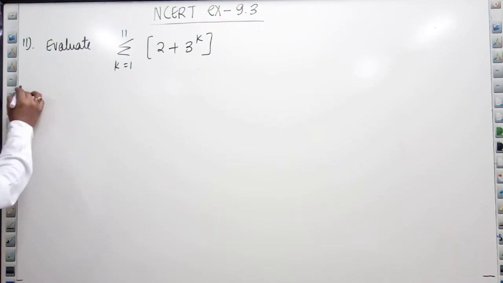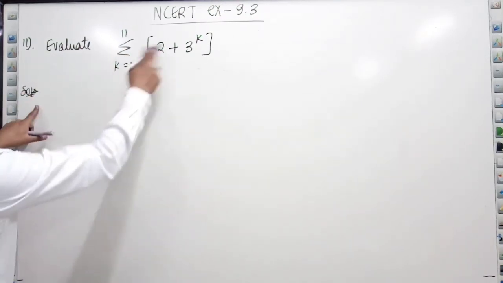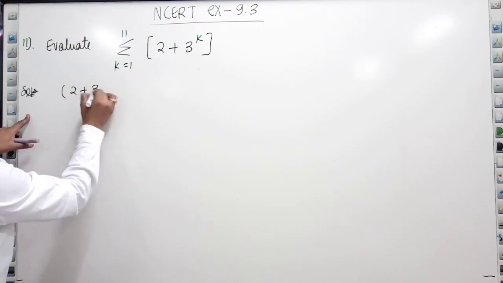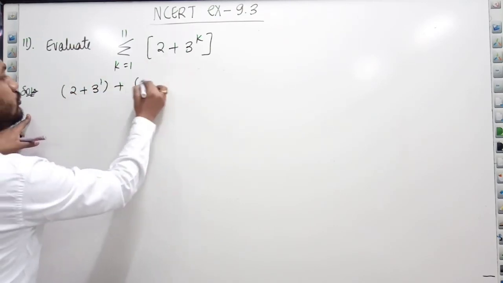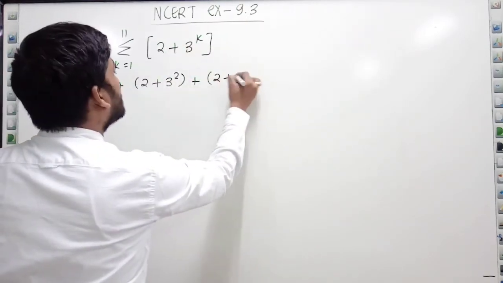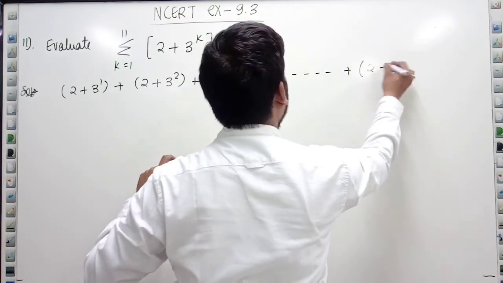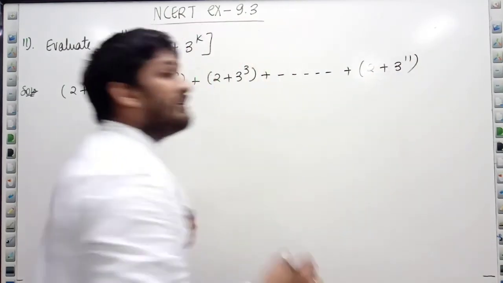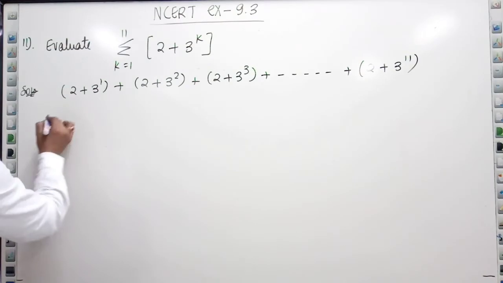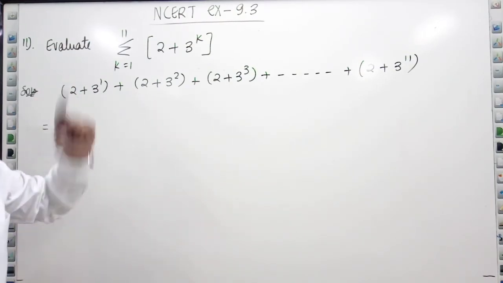Meaning, what series will we have? To remove this summation, we put k equal to 1, we get the first term. We put k equal to 2, we get the second term. We put k equal to 3, we get the third term, plus and so on. We put k equal to 11, we get the 11th term. Now how many times do you have 2 here? 11 terms are there, so 2 appears 11 times.